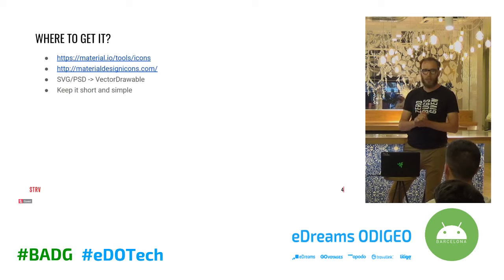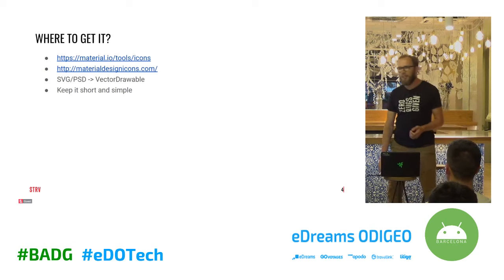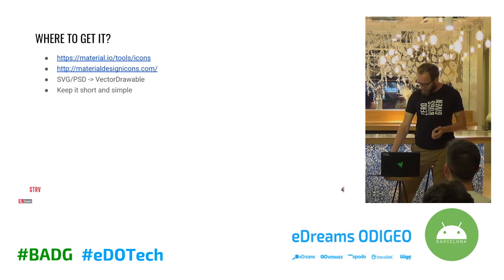But one last note is to keep it simple, because Vector Drawables aren't meant for huge, complicated drawables. They're really for icons, easy shapes, and so on. So if you take a picture of me, it shouldn't be a vector drawable, right? That would be really difficult to make.